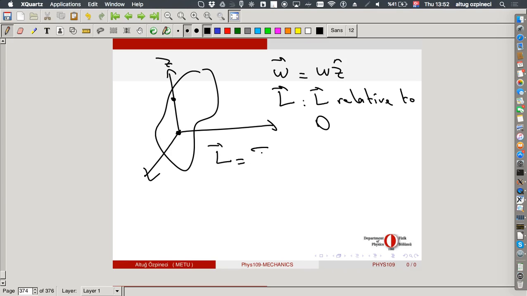So let's see. We had defined L as Ri cross Pi. So we just divide our object into small bits. For each bit, Ri is the position relative to this point. Let's say this is the vector D. Ri is relative to this point, and Pi is the linear momentum. Now, relative to the point A, LA is the angular momentum.